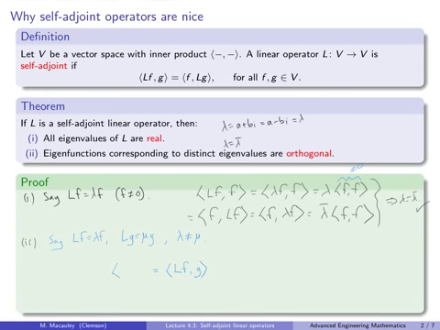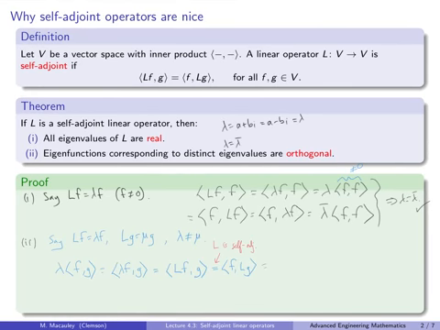So here, working to the left, we get lambda f dot g, and then we pull lambda out and we get lambda times f dot g. Working to the right, this is equal to f dot Lg, because again, this holds because L is self-adjoint.